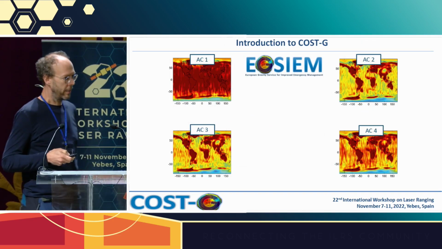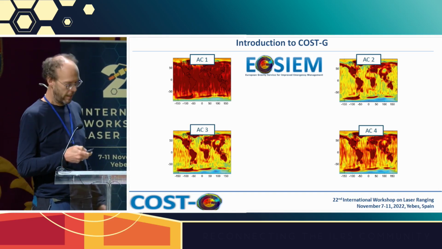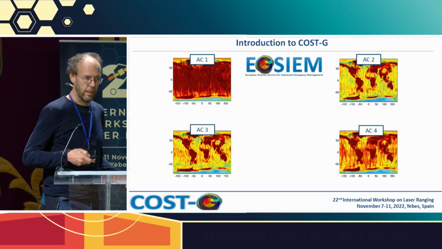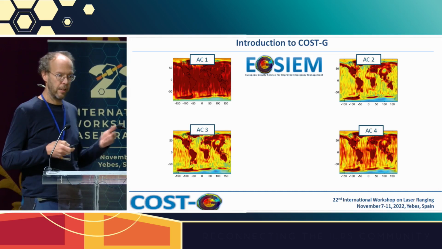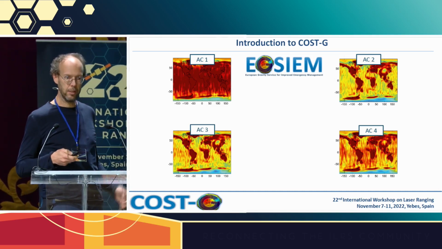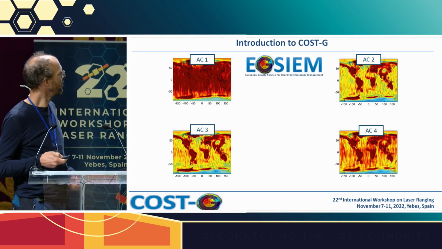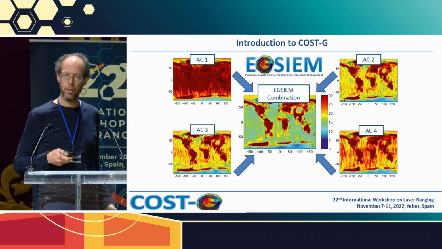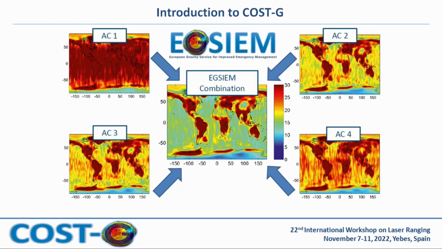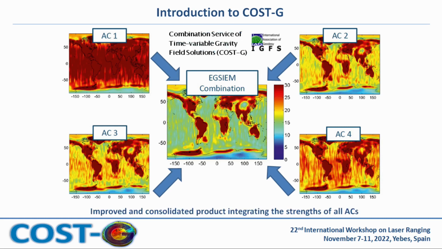A little bit about the history of this combination service. It started with monthly solutions at that time of the GRACE mission, monthly gravity field solutions, and we think that they have the same signal content, but they differ in noise. So we do a combination. The expectation is that the noise level will somehow drop in the combination, and so the signal-to-noise ratio of the combined product will be better. Meanwhile, the service was taken over by the IAG. Now it's a COST-G combination service.